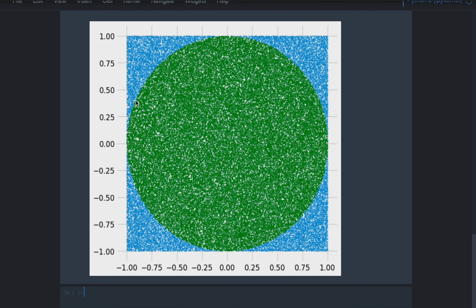Now let's say we have a circle inside the square. So the circle edges touch the square edges at these 4 corners, right? Which means the radius of the circle is half of the length of the square, right? So the circle radius is equal to 1. The length of the square or the side is equal to 2 in some arbitrary units.